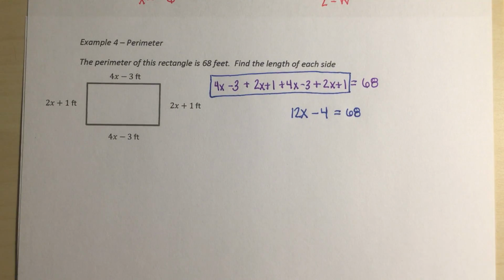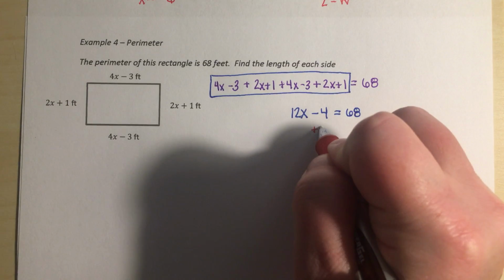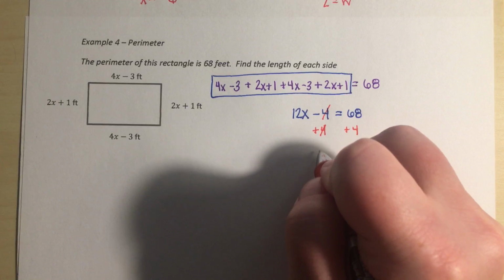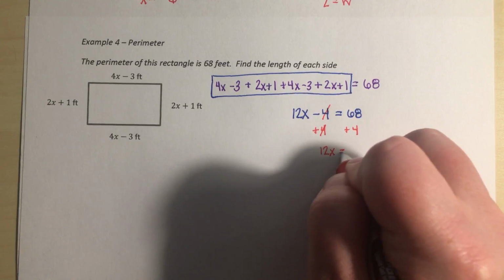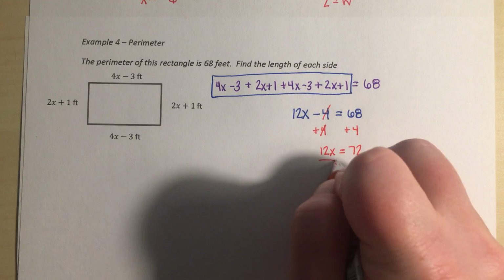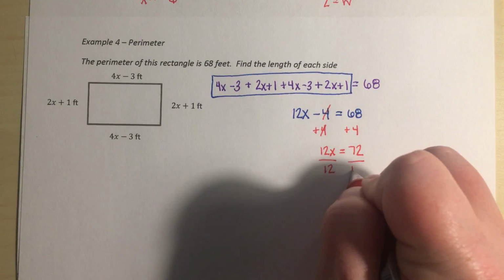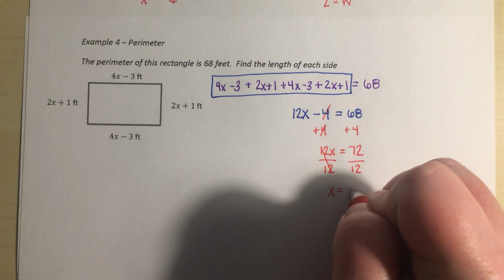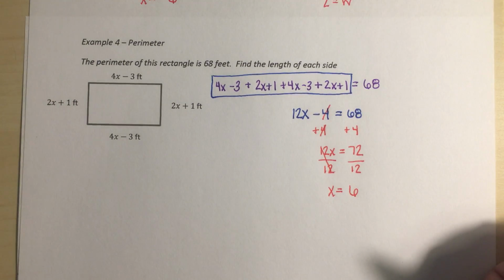Now we're going to go on to the solving process. We're going to get rid of this extra number here. We're going to add 4 to both sides. 12x equals 72. Then we're going to divide both sides by 12. 72 divided by 12 goes evenly, it gives us 6.